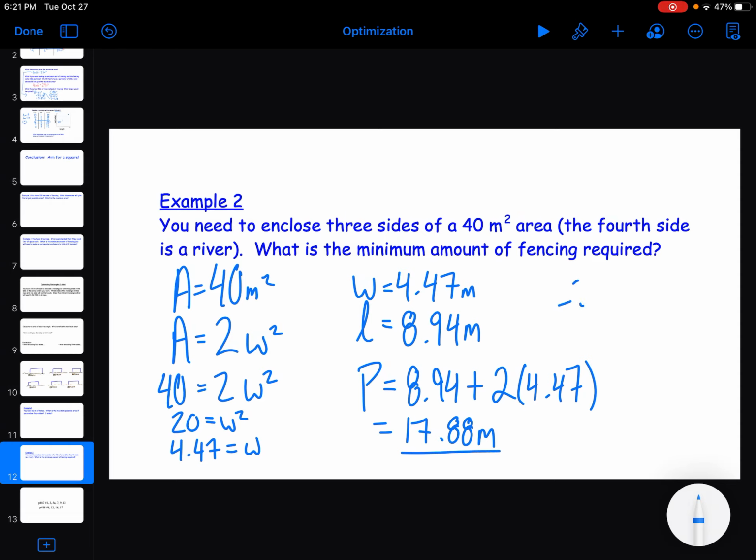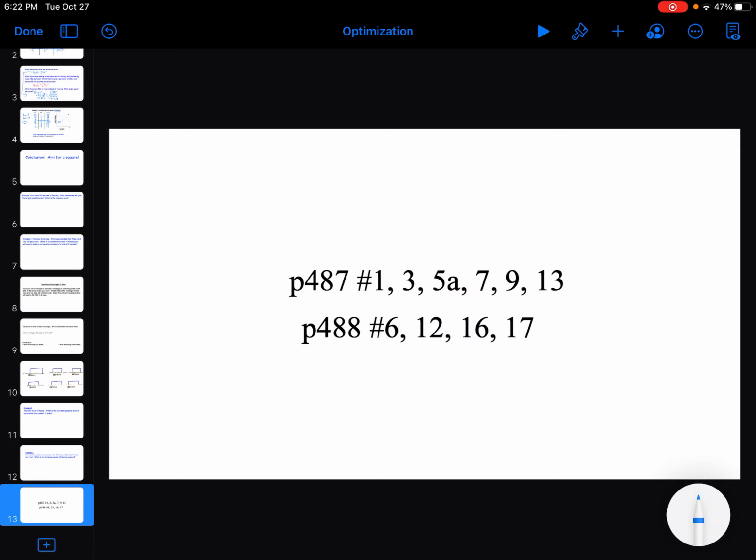That's the minimum fencing, which is 17.88 meters. Here's some questions for this.